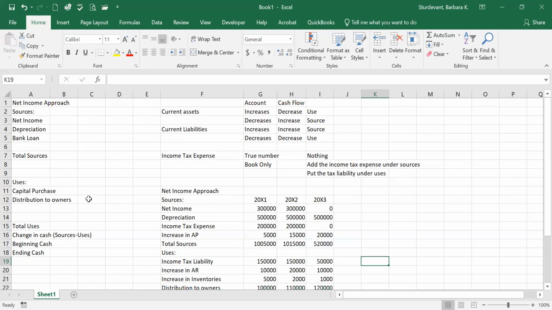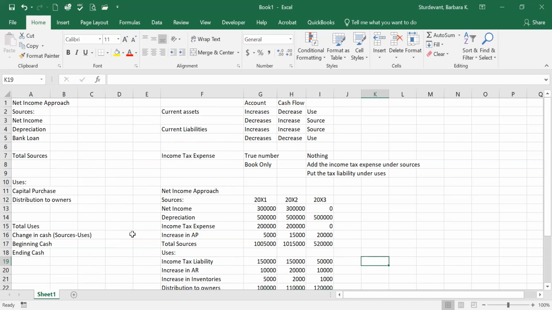Down under your uses, couple things, capital purchase, again at purchase price, and any distribution to the owners. Those would both be uses of cash. And then you're going to have to go through current assets and current liabilities. And I'm telling you, there better not be any parentheses here. If you have 2 that go here and 1 that goes here, you put 2 up here, 1 down here. They need to be identified as either sources or uses.